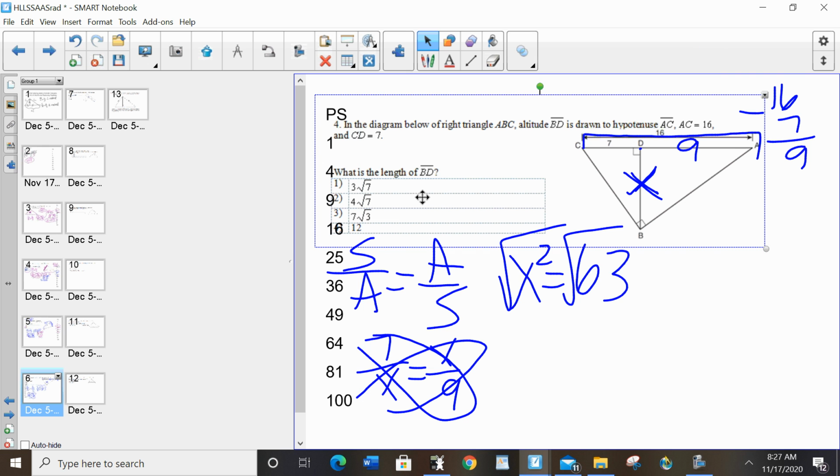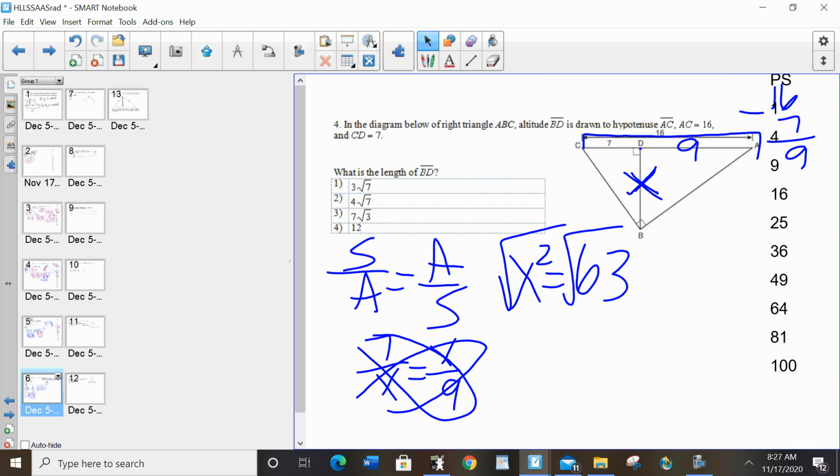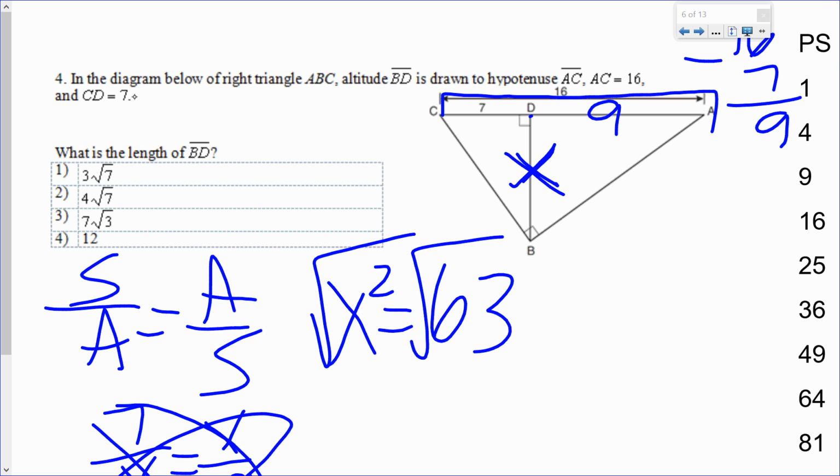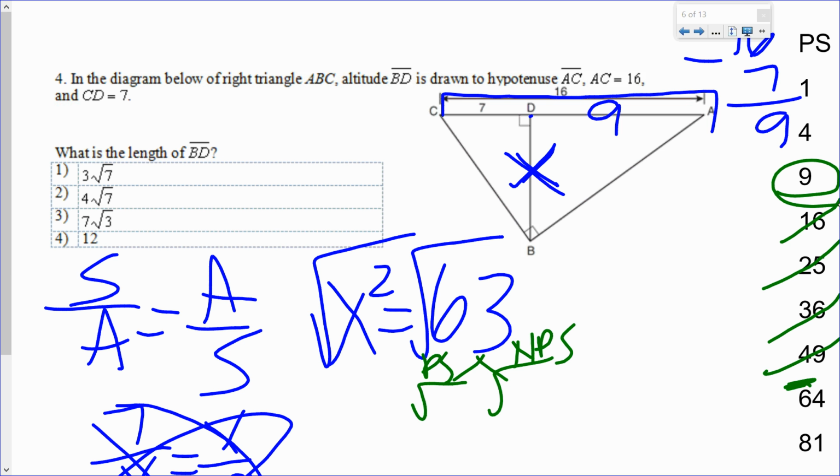63 is not on my list, so I go into reducing radical mode. What's the largest number on that list that goes into 63? Well, 63 would be here. Can't divide it by 49. Can't divide it by 36. No, no. I can divide it by 9. 9 and 7. So my answer becomes 3 rad 7.